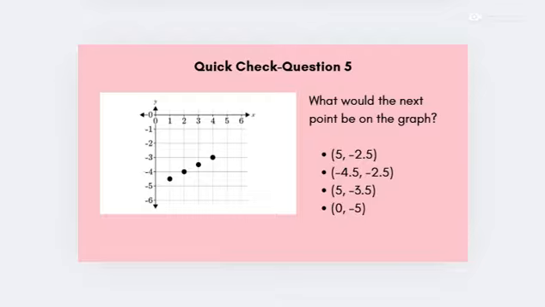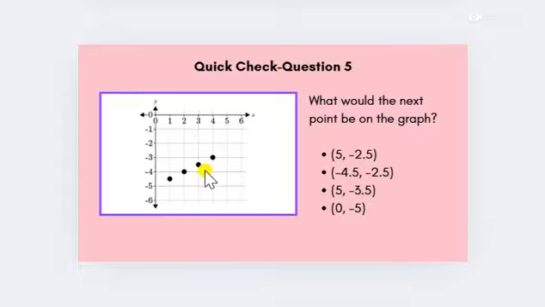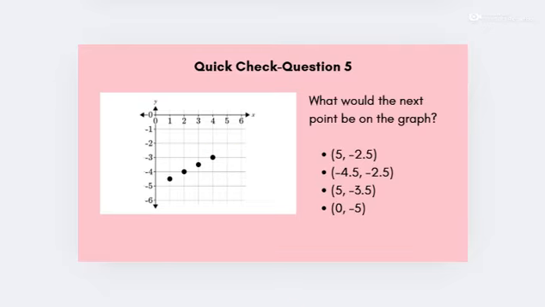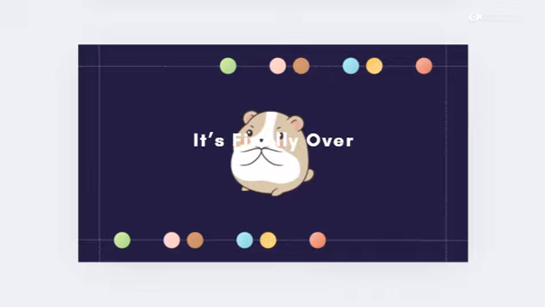And the final one is quick check question number 5. What would the next point be on the graph? And all you have to do is figure out the rate of change and then go up and over however many to figure out where the next point will be.